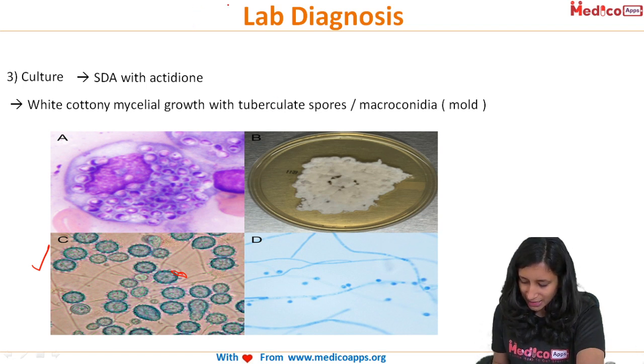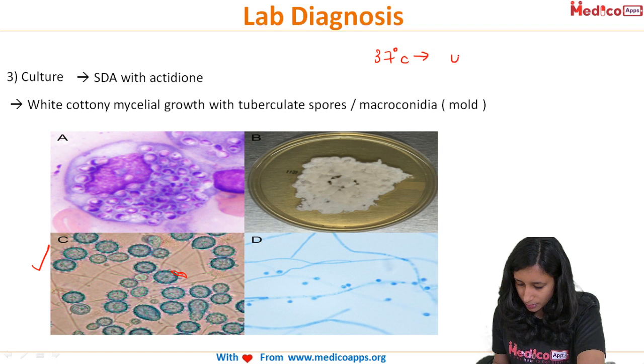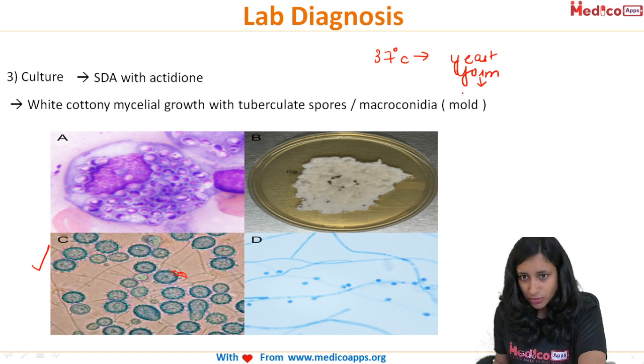Now, what happens at 37 degrees centigrade? When you put the culture at 37 degrees centigrade, it gets converted into yeast form. And what you see in the yeast form is pasty colonies. So you actually see colonies which look creamy and pasty. So you see creamy white colonies at 37 degrees centigrade. So this is what is normally seen.